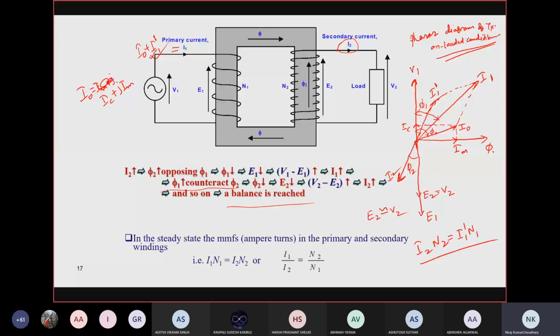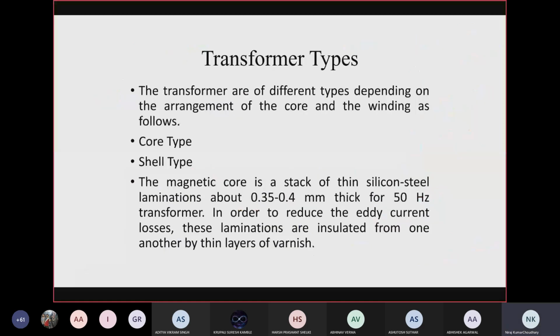So now after discussing the ideal transformer working principle both at no load and loaded condition, we will discuss about the types of transformer. So basically there are two types of transformer depending upon the construction of the core used inside the transformer. So first one is your core type transformer, second one is your shell type transformer, right?